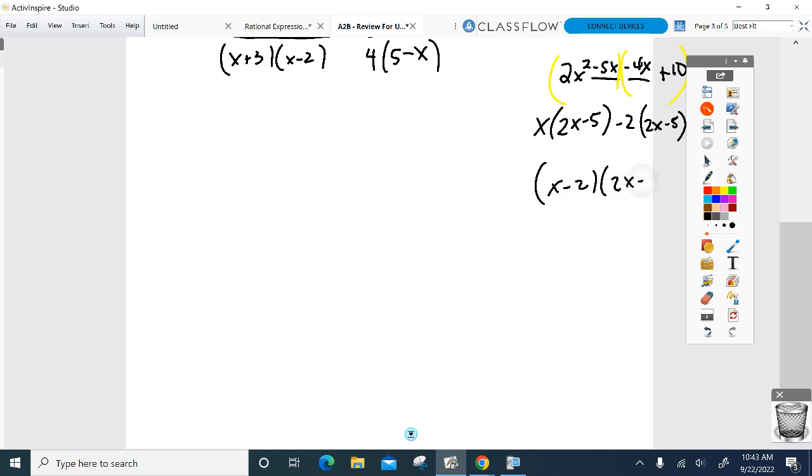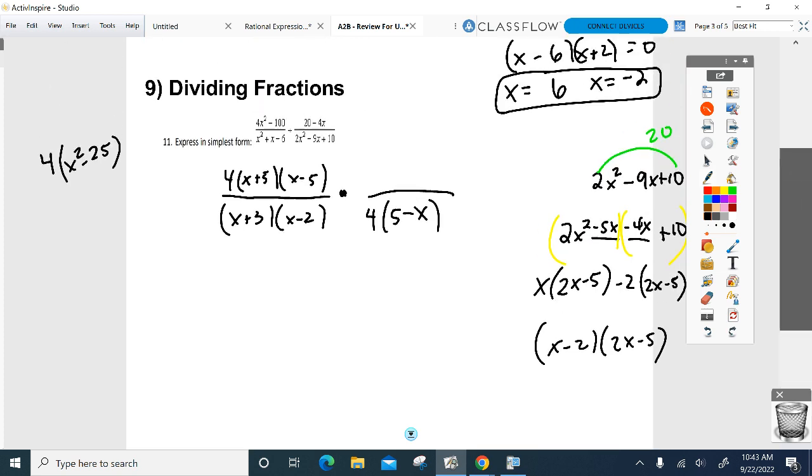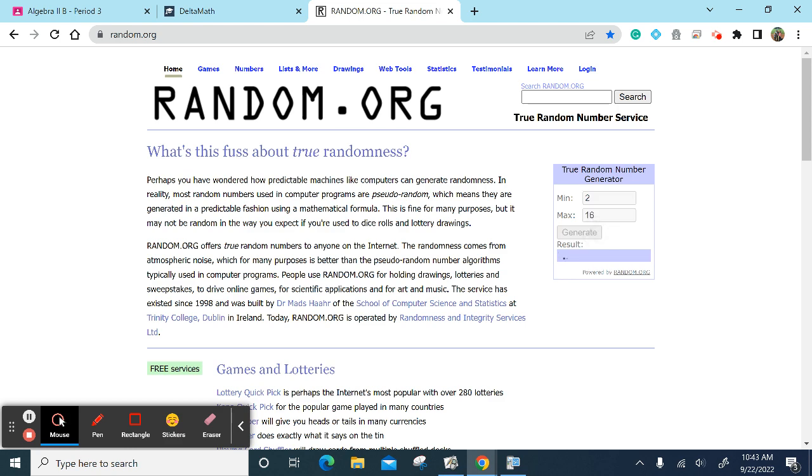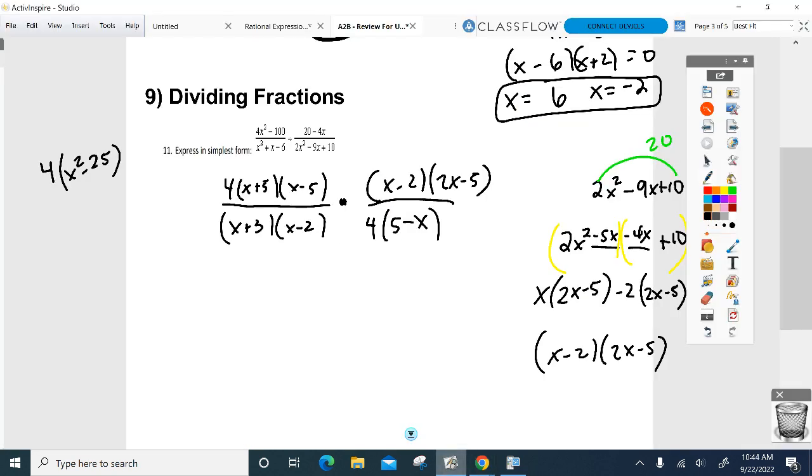Yeah. And let's go back to our division problem here. X minus 2, 2x minus 5. Whew. All right, I want everything crossed out. Anything you want. You could cross out the x minus 2's. Sure. More? Oh, I want everything.